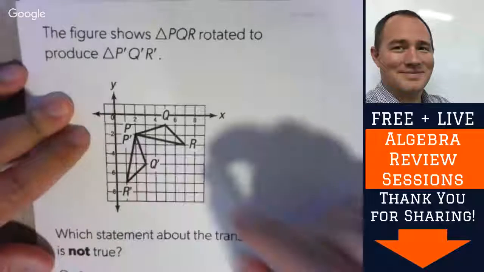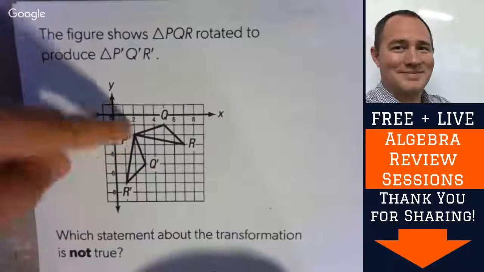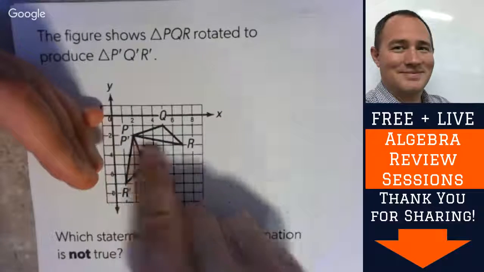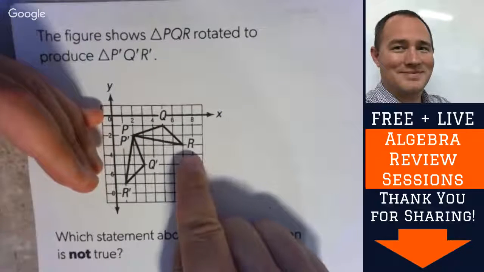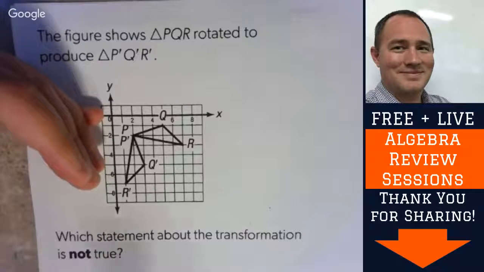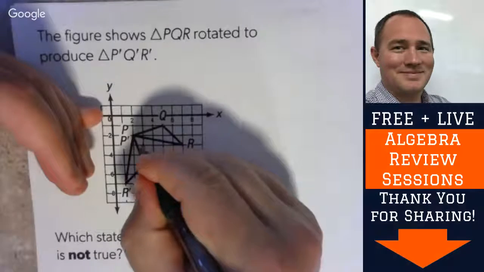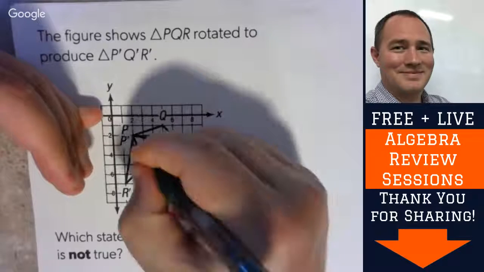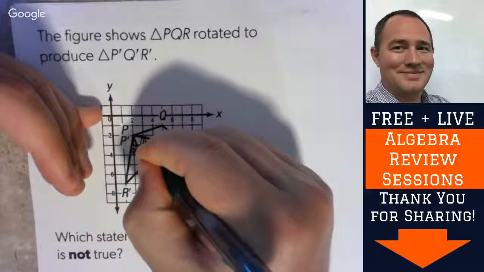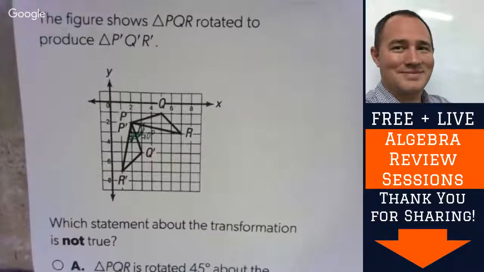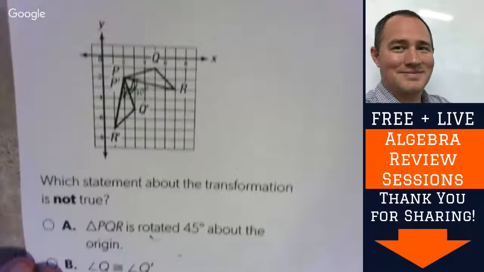What kind of angle? If we were facing this direction originally for this segment PR, where's PR looking now? What kind of rotation would that be? What kind of angle does that look like? And I would say it looks like a right angle. So that would be 90 degrees. So now let's look at the questions, now that we have a little bit of an idea of what happened.